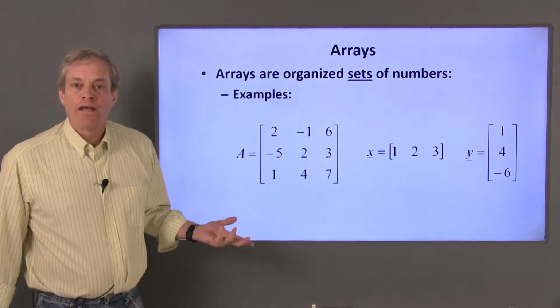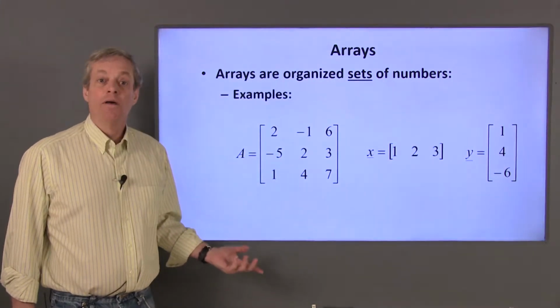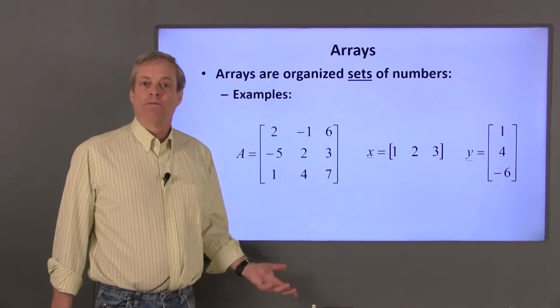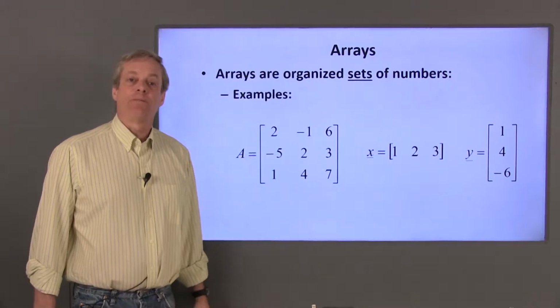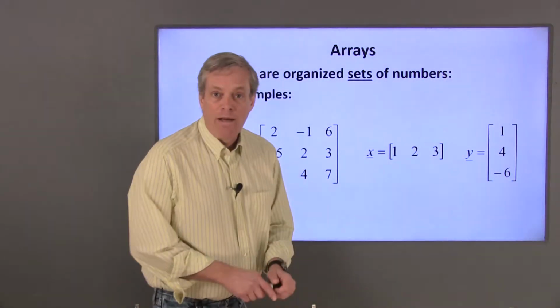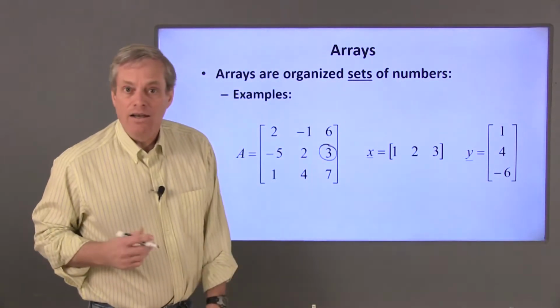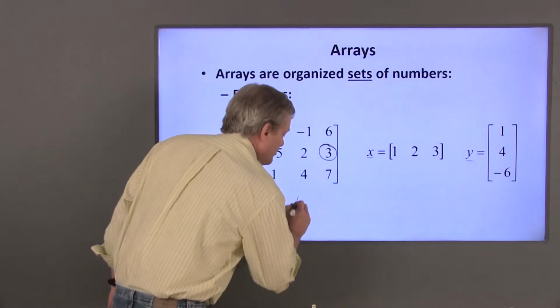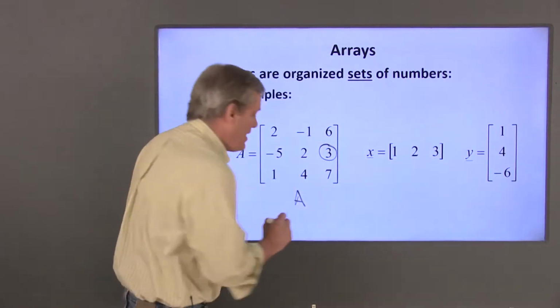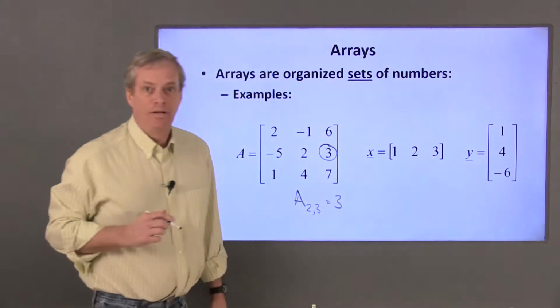Individual numbers in the arrays are typically specified by the row and the column in which they can be found. Mathematically, the row and column numbers are indicated as subscripts, separated by commas following the variable name. For example, the element of A in the second row and the third column is 3. This element would typically be specified as A of second row, third column is equal to 3.